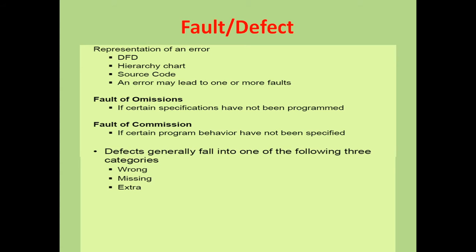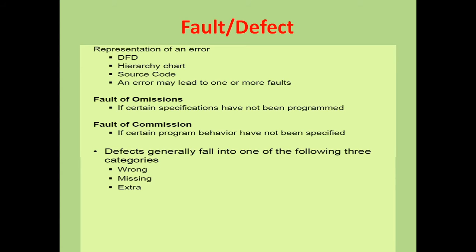Now how do we represent an error basically in a DFT? A data flow tells you the error in the data flows. A hierarchy chart shows how these modules are interconnected, where maybe a design fault is there, or a source code, where the errors are generally associated with programming, semantics and syntax errors. And an error may lead to one or more faults. So such errors lead to one or more faults.